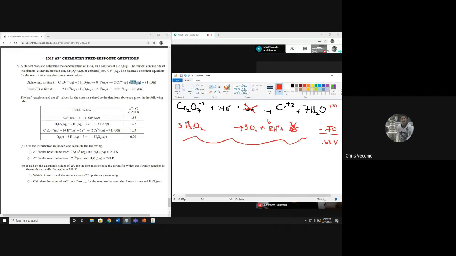I've got 3H2O2, which stayed. I've got the Cr2O7, which stayed. I had 14H plus. This just said 8. Well, that's because there's 6H pluses here and 14 here. Those guys would simplify down to 8. And then I've got the Cr plus 3. All right, that was here. And sorry, I dropped that coefficient. That was there. I just forgot to write it when we did this. And then I've got the 7 waters. So that's why it adds up to that target equation. But the short and sweet is you had 0.63 volts for it.